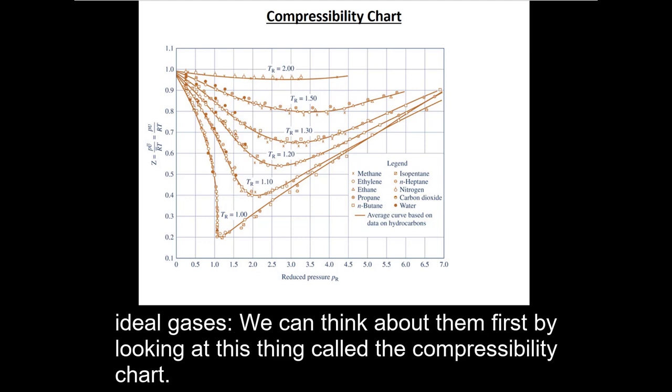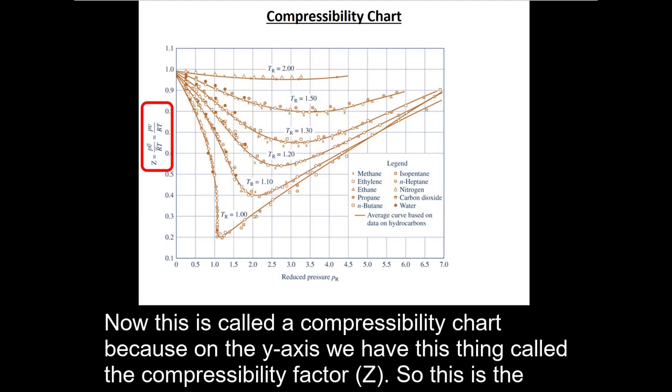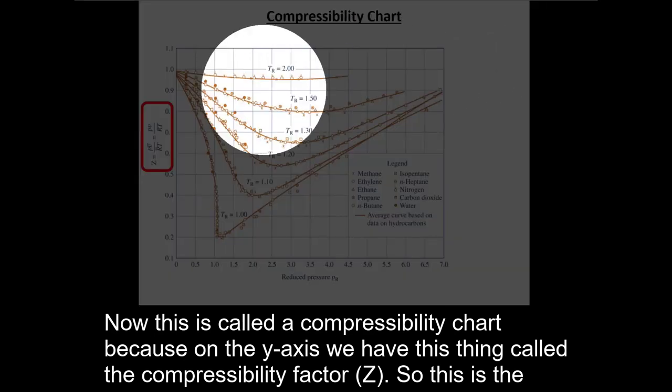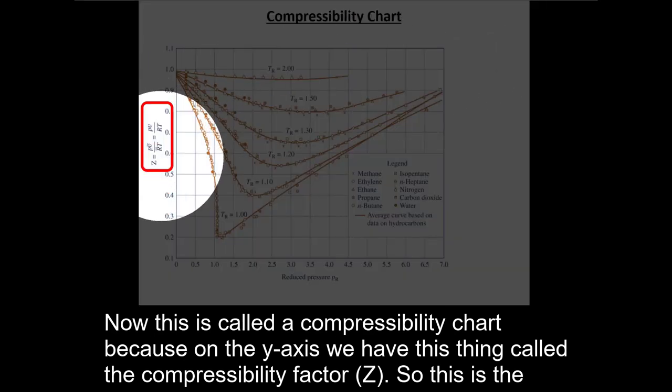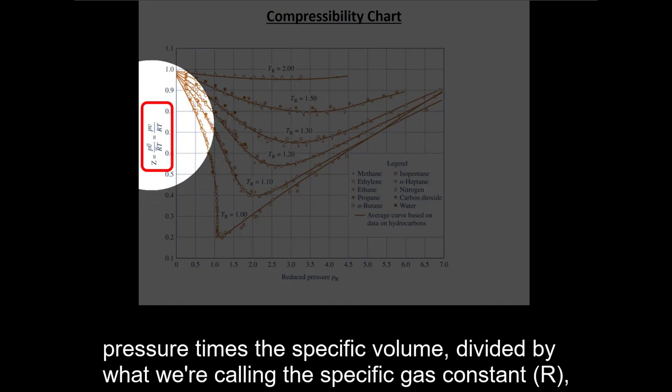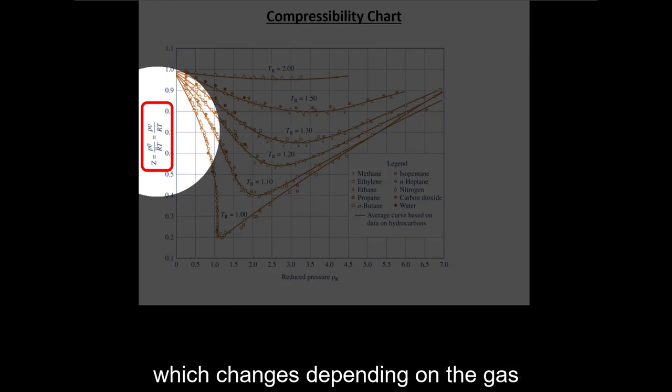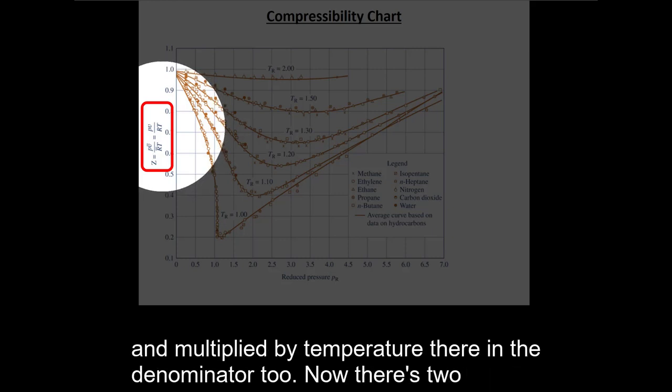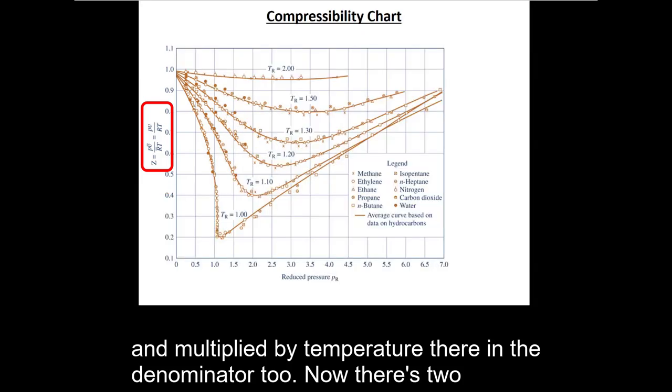Now, ideal gases, we can think about them first by looking at this thing called a compressibility chart. Now, this is called a compressibility chart because on the y-axis, we have this thing called the compressibility factor, Z. So this is the pressure times the specific volume divided by what we're calling the specific gas constant, which changes depending on the gas, and multiplied by temperature there in the denominator too.